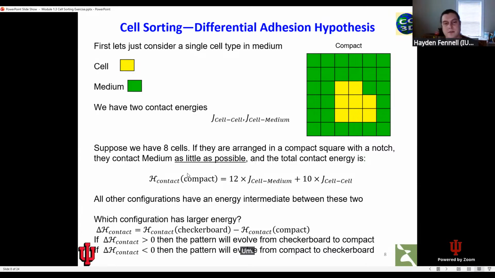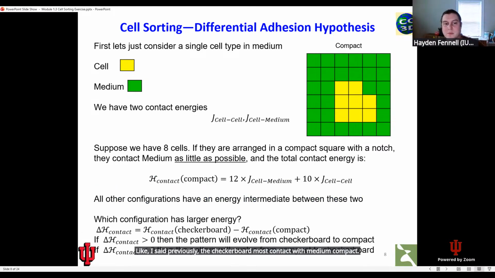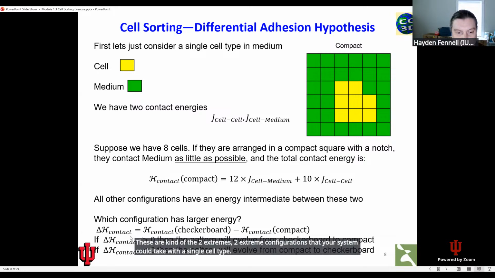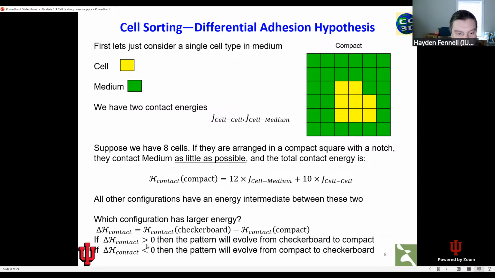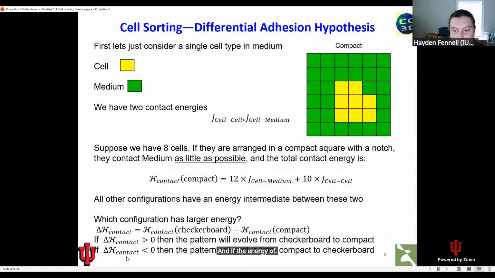So, like I said previously, the checkerboard has the most contact with medium, and the compact arrangement has the least contact with medium. All other configurations will have some energy value intermediate between these two. These are the two extreme configurations that your system could take with a single cell type. And here we say if the energy of contact is greater than 0, the pattern will evolve from checkerboard to compact. And if the energy of contact is less than 0, then the pattern will evolve from compact to checkerboard. And you'll get a chance to experiment with this here in just a minute.